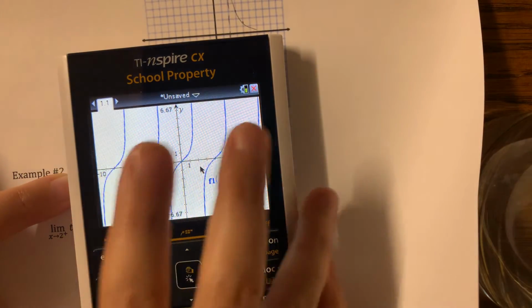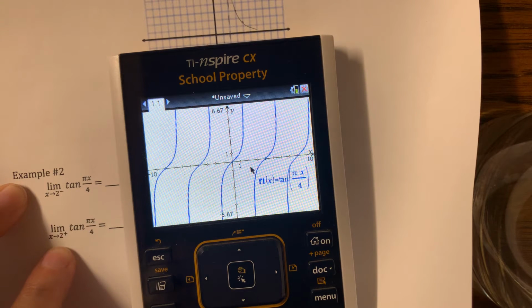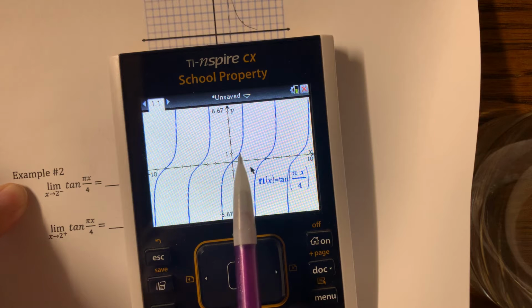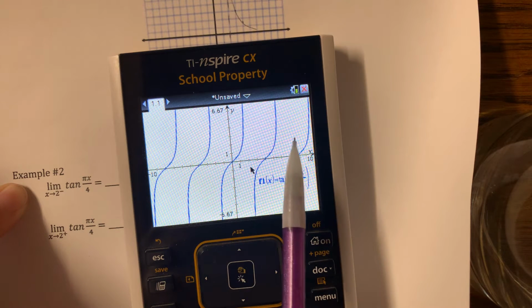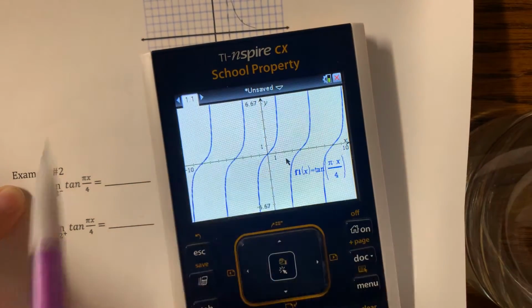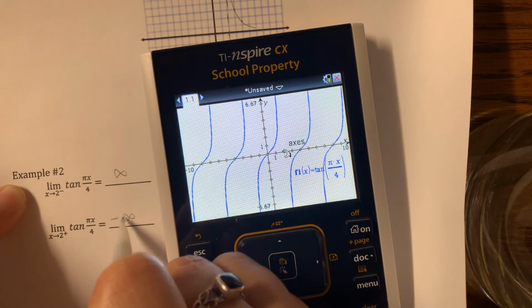So now my job is to look at what is happening as x approaches 2 from the left and from the right. If I look right here at x approaching 2, from the left, it's going up to infinity. And from the right, it's going down to negative infinity. So that's my answer on these. I'm just going to do infinity on that one, negative infinity on that one.